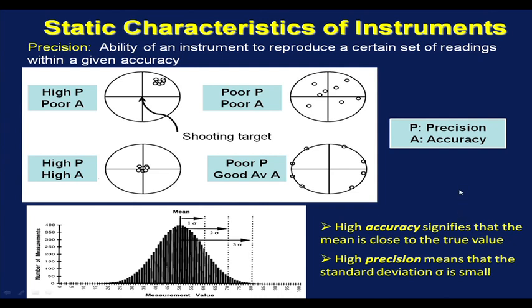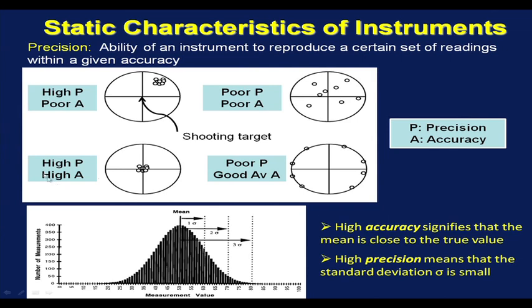Next, let us talk about another desirable static characteristic, precision. Precision is defined as the ability of an instrument to reproduce a certain set of readings within a given accuracy. This can be best explained by an example.